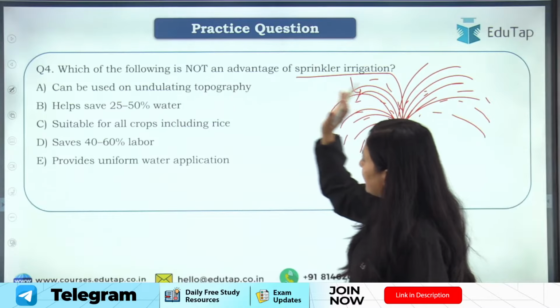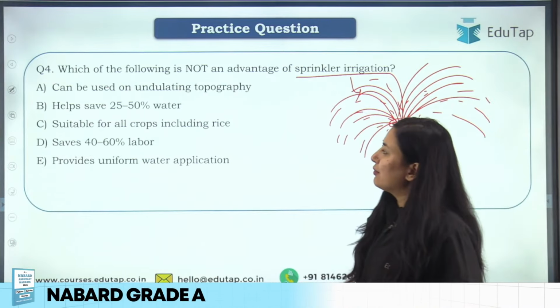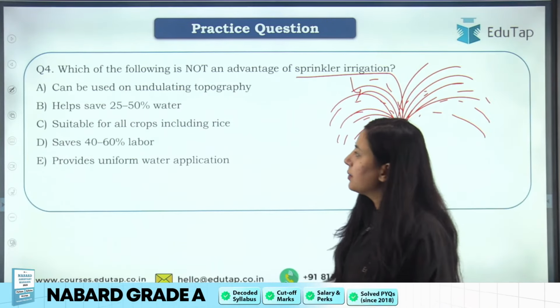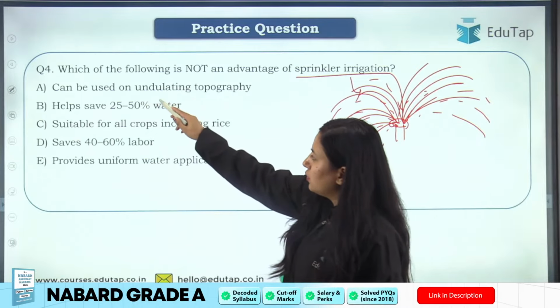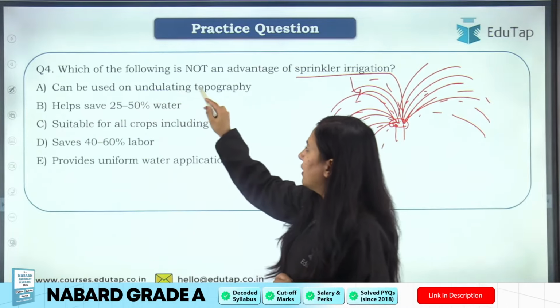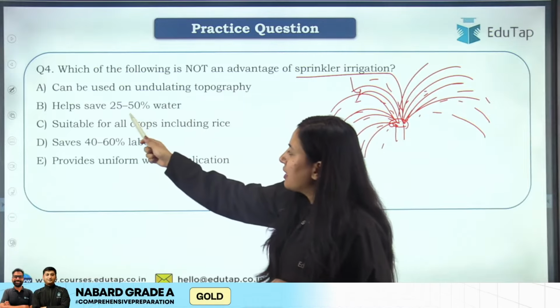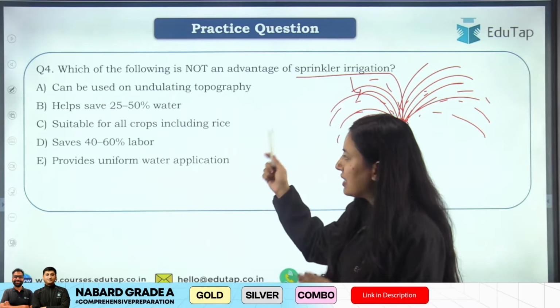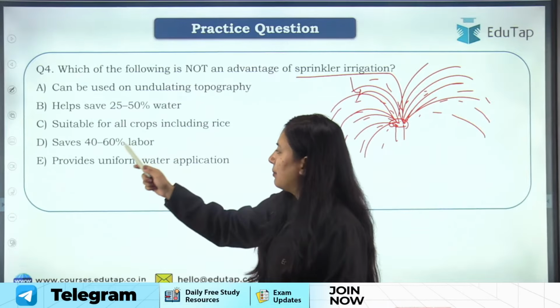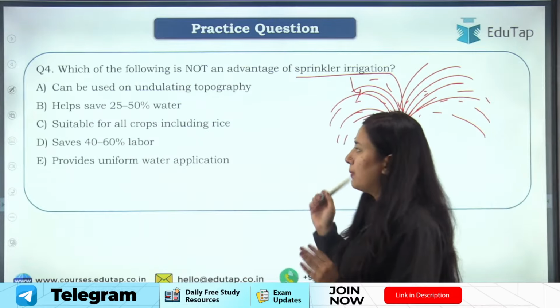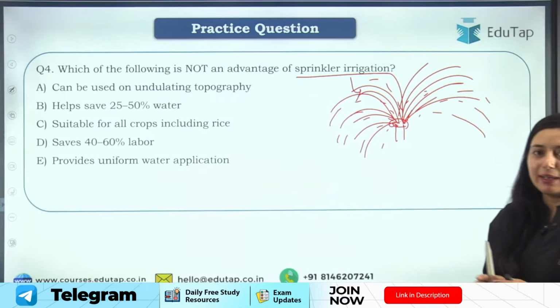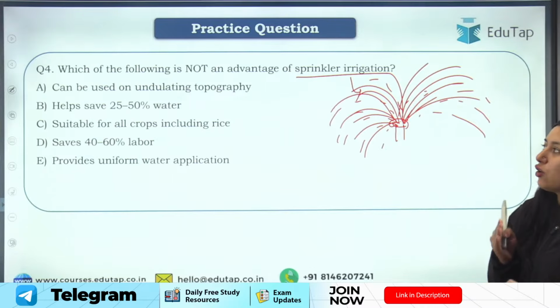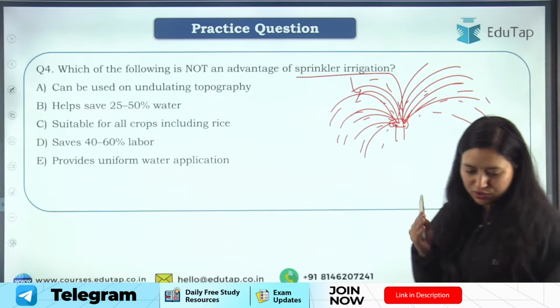Now let us see what options are given and which one is not an advantage here. Can be used on undulated topography, help save 25 to 50% of water, suitable for all crops including rice, save 40 to 60% labor, provide uniform water application. Now please read carefully and then tell me what will be the answer. What will not be the advantage of sprinkler irrigation?